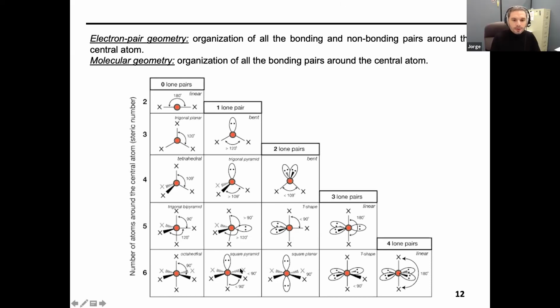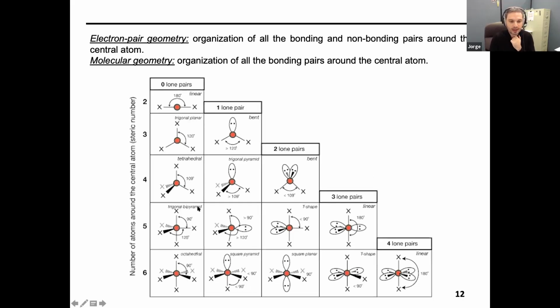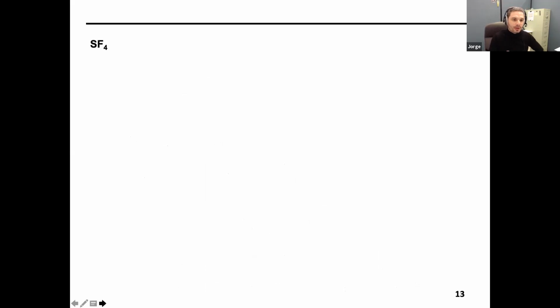Okay, so now that we know all the possibilities, let's do one more example for SF4. What I would like you to do is to determine the electron pair geometry and then the molecular geometry. You can use the table, okay? So that will make your life easier. Remember, first step is to come up with the right Lewis structure, steric number, electron pair geometry, and then molecular geometry. Okay, so let me give you a couple of minutes, and then I will start solving it.